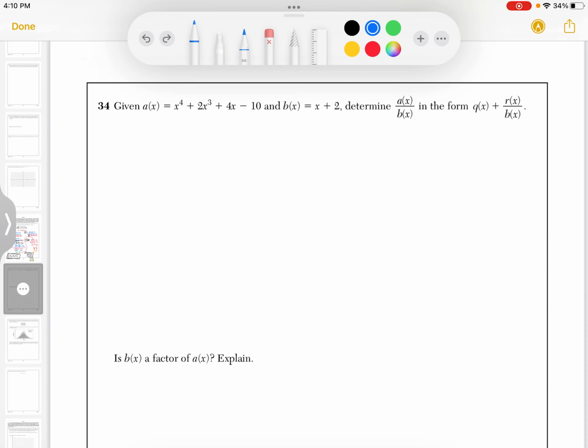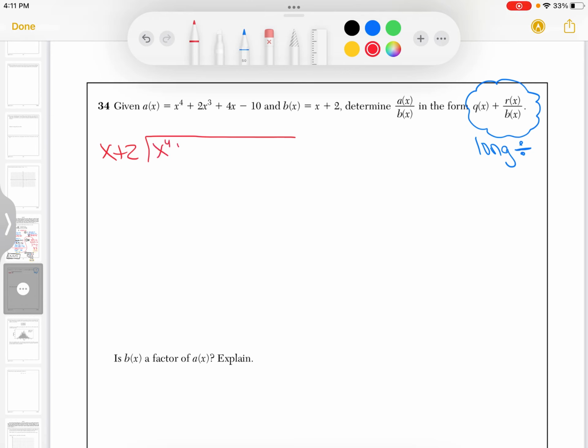All right, 34. Given a of x equals x to the 4th plus 2x cubed plus 4x minus 10, and b of x equals blah, determine a of x divided by b of x in the form blah. This right here is a huge indicator that I'm going to have to do long division. So if I do long division with this, I'm dividing by the x plus 2. That's going to go on the outside.